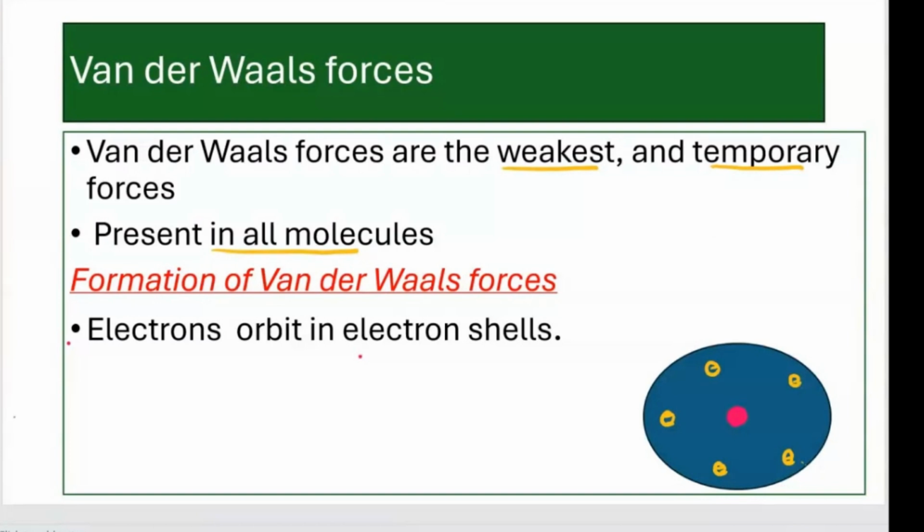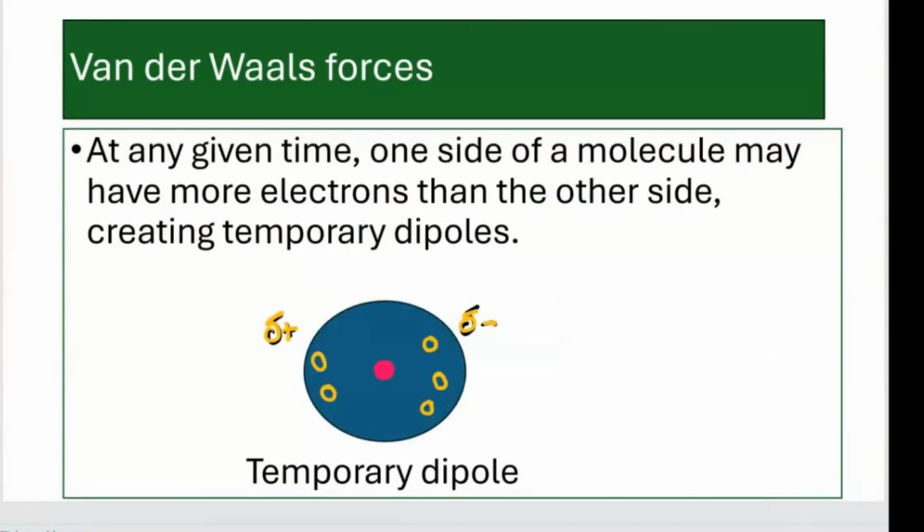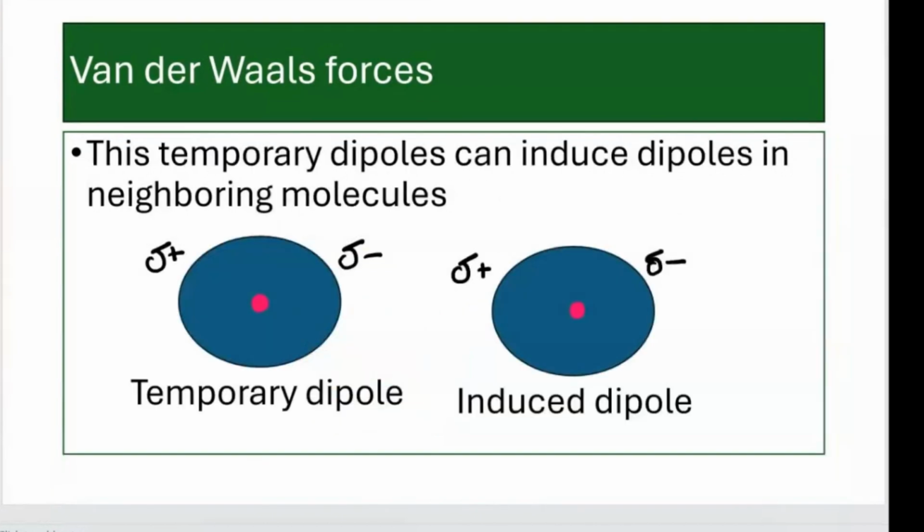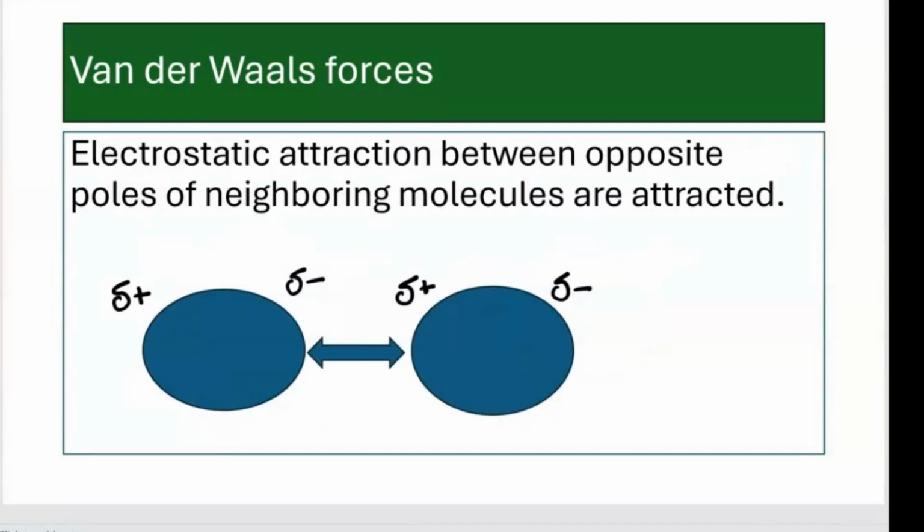Electrons orbit in electron shells. At any given time, one side of a molecule may have more electrons than the other side, creating temporary dipoles. This temporary dipole can induce dipoles in neighboring molecules. Electrostatic attraction between the opposite poles of neighboring molecules attracts them. This is the formation of van der Waals forces.